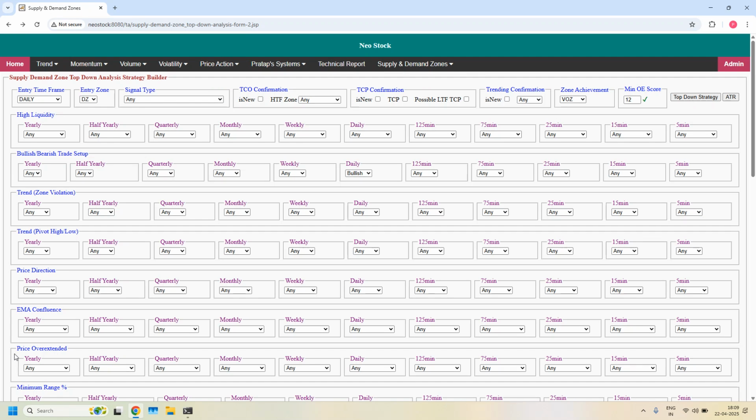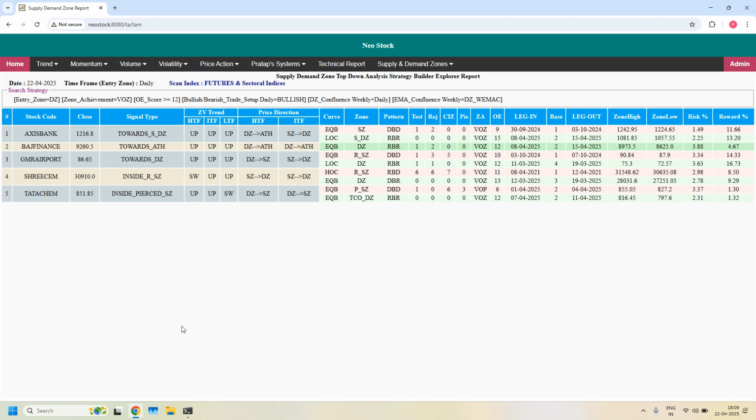Let's verify. I'm checking the weekly demand zone having weekly EMA confluence. Anyway, weekly trend is uptrend, it is a bullish trade setup. We got 5 stocks. So these 5 daily demand zones have a higher probability of success compared to the other filtered stocks. But this is based on daily and weekly demand zone confluence and weekly EMA confluence. Next we have to look into daily, weekly and monthly demand zone confluence and later monthly EMA confluence supported stocks.